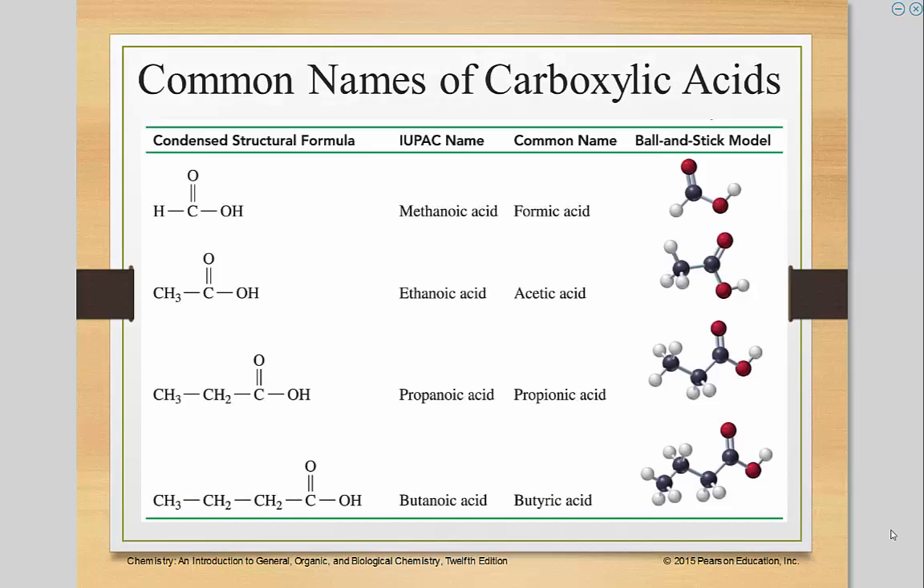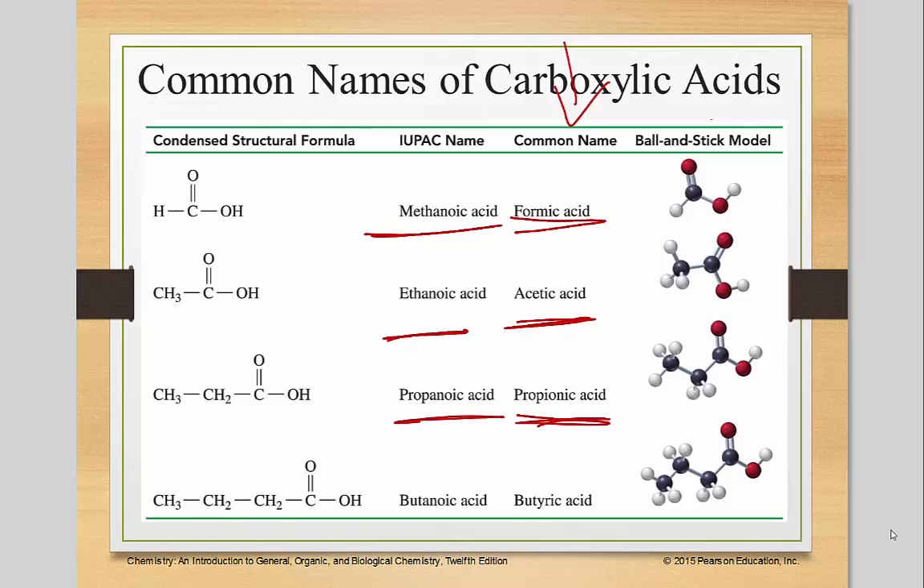Alright, so some common names. Here, we just simply memorize these. There's no way around that. So formic acid is 1 carbon, methanoic acid. Acetic acid, which is actually vinegar, is ethanoic acid. Propionic acid is propanoic acid, and butyric acid is butanoic acid.